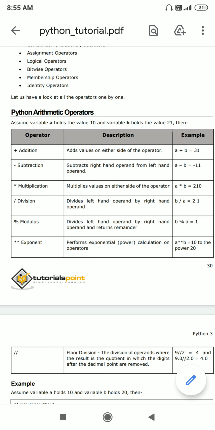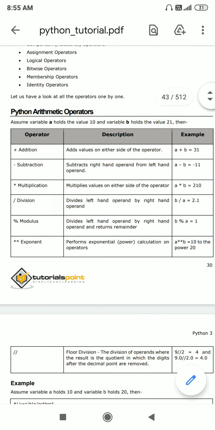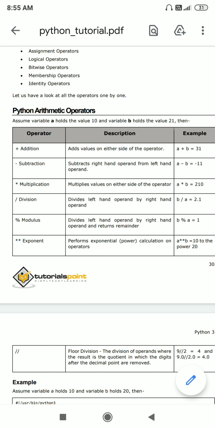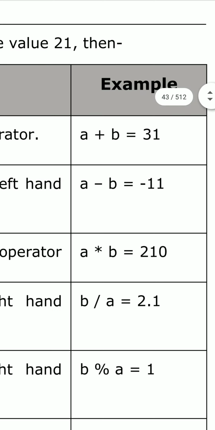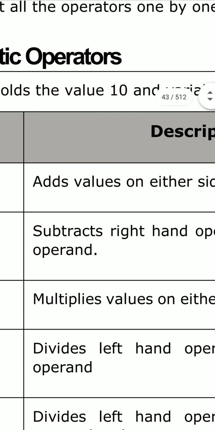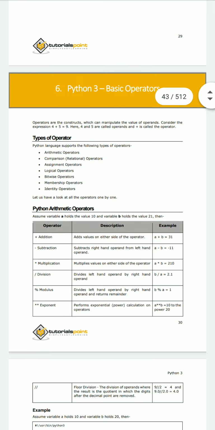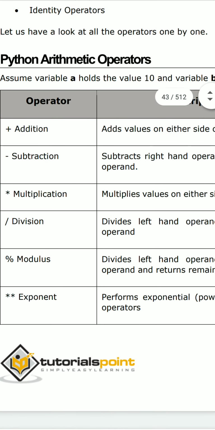The first type is the Python arithmetic operators. With arithmetic operators we can perform different types of operations between operands. The first one is the addition operation, which you can perform on two operands, a plus b. In this example, a plus b equals 31. Here a and b are the operands, plus is the addition operation, which comes under the arithmetic operators, and the result value is 31.